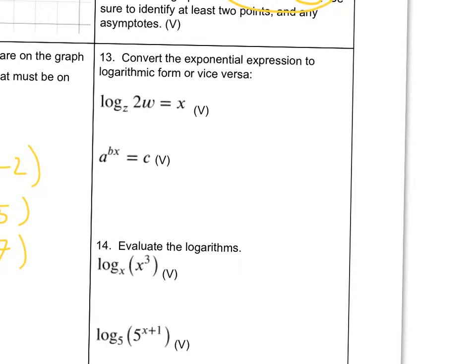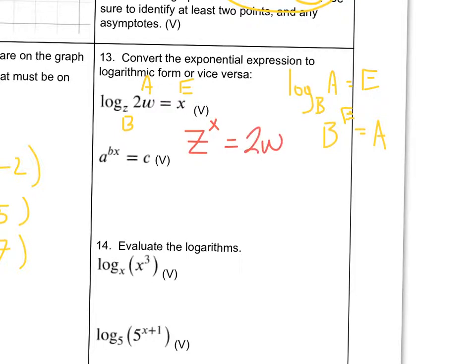For number 13, we're going to convert this from log form to exponential form. This is using the relationship that logs and exponents have, where you have the log base b of a is equal to that exponent, and b to that exponent is equal to the argument inside the log. Okay, let's do the converting. So we're having z to the x is equal to 2w. At that point, we're done.